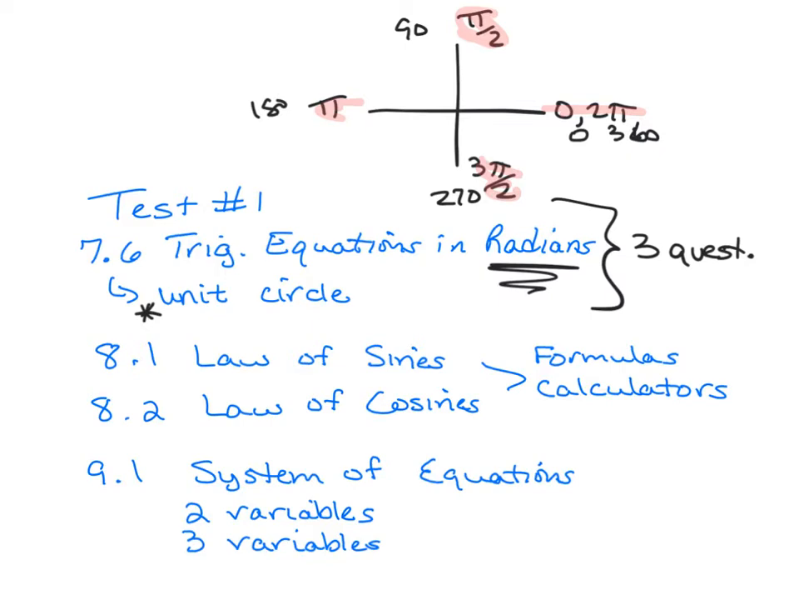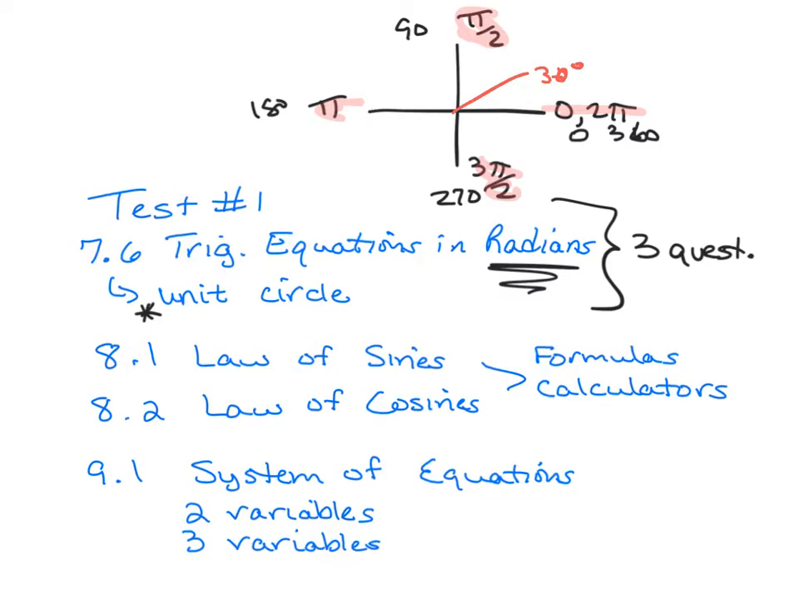So have your unit circle. You'll still have your 30, and then whatever radian that is, and then the ordered pairs that go with it. So have a picture of the unit circle that you can use to answer 7-6's questions.